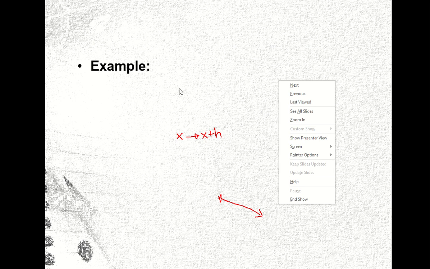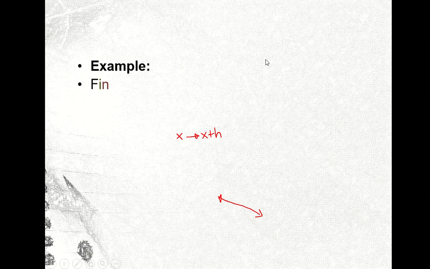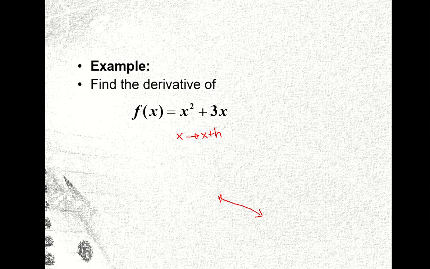Okay, so we have another given here. Find the derivative of f of x equal to x squared plus 3x. The rule here is simply to change x to x plus h. So we got the answer f prime of x equal to 2x plus 3.